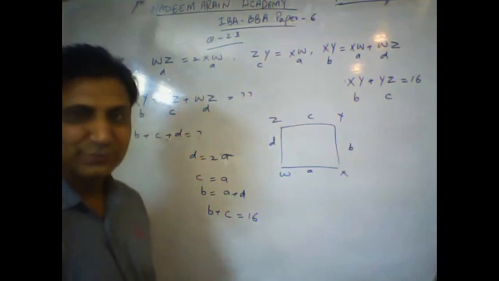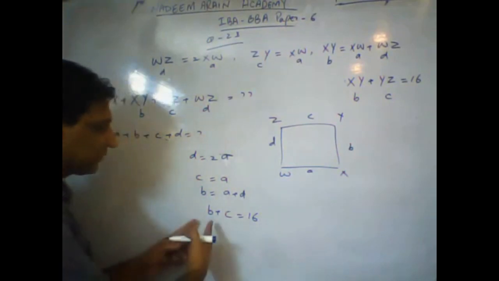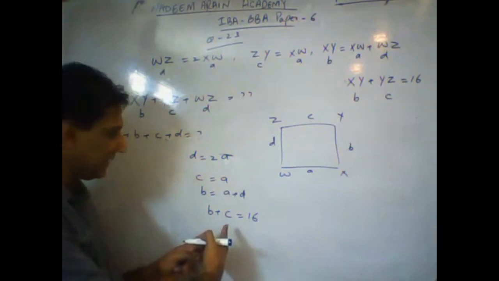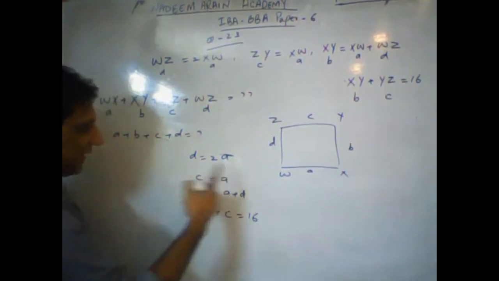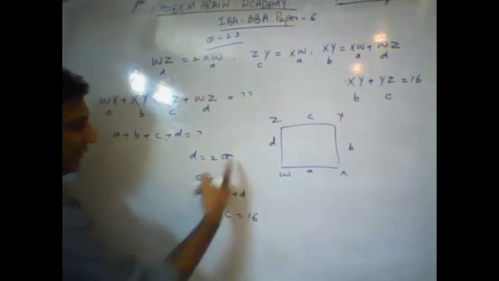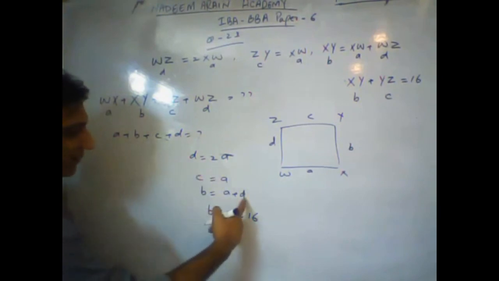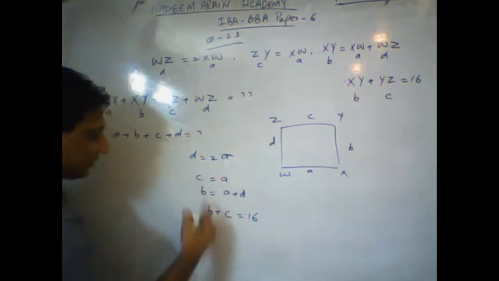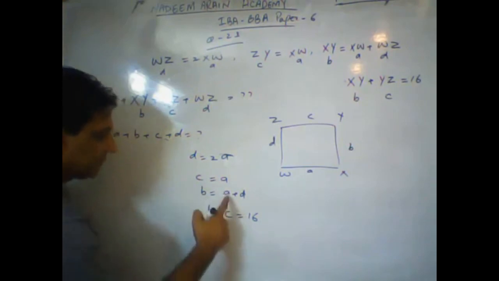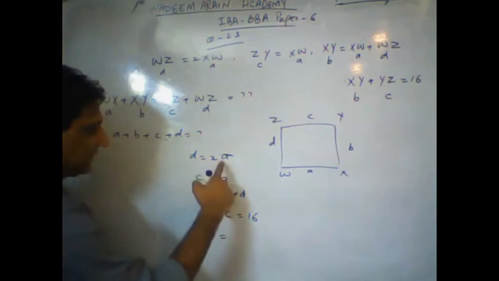So what we need to do is make another equation involving B and C. Because we know that C is equal to A and D is equal to 2A, we will replace D with 2A. So we will have another equation, B is equal to A plus D, D is 2A.